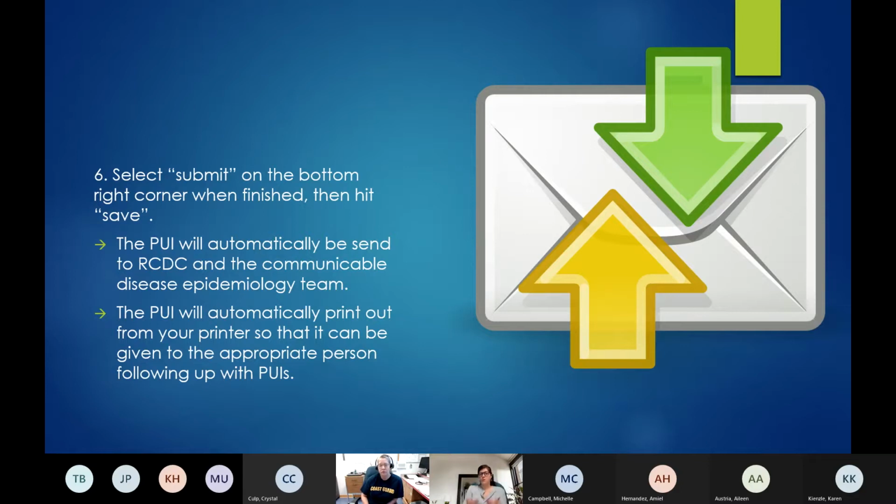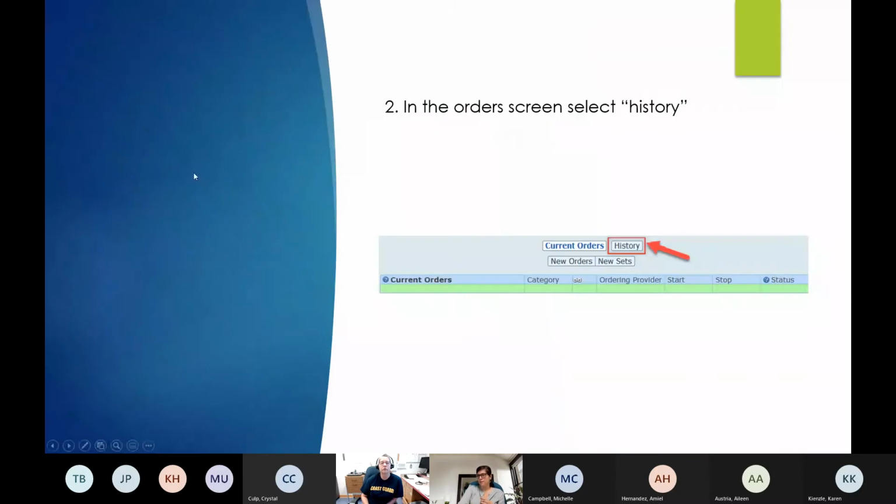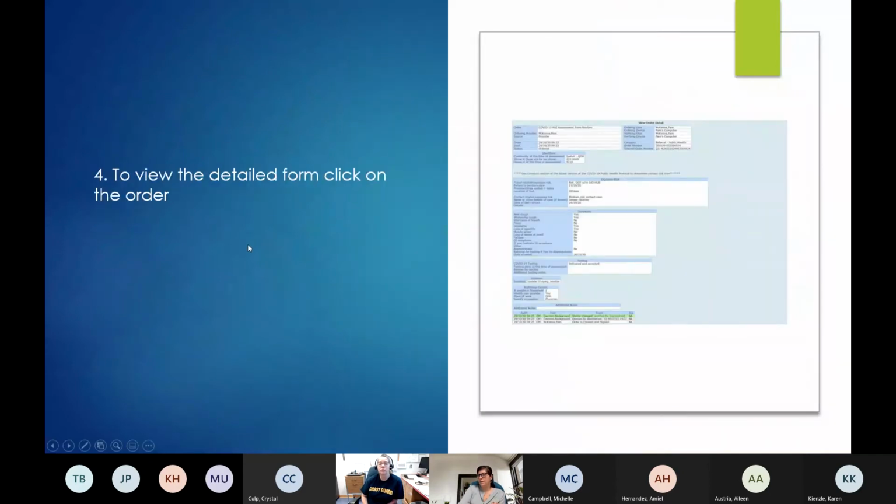So then, in order to view a completed PUI order, select the visit that the PUI was completed under, press Orders. In the order screen, select History. And then you'll find the COVID-19 PUI under Referral Public Health. And you can view the detailed form. It will automatically print, but if you do need to print it again, you can print it off of this.